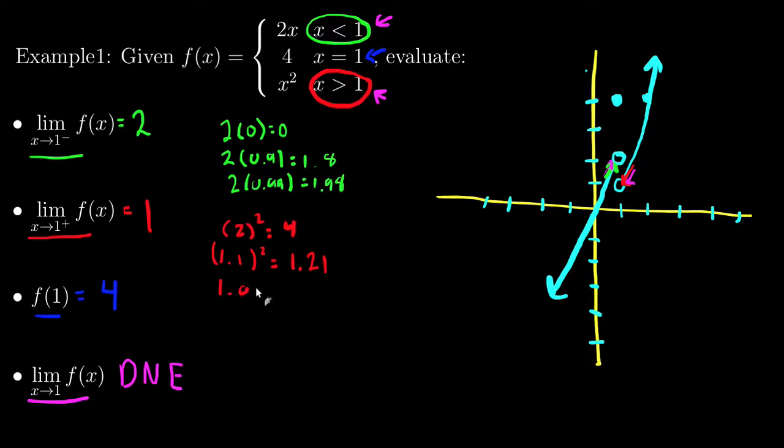Let me see, can I do this in my head? 1.01 squared. Notice I'm making my x's approach 1 from the right-hand side. And 1.01 squared is going to be, I believe, 1.0201, because we end up having 1.01 plus 0.0101. And you can see these are approaching 1.